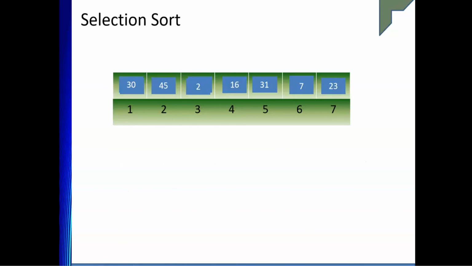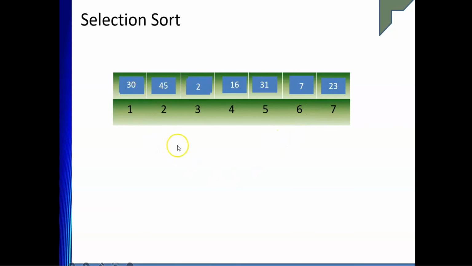So let us see an example. This same example: we have 30, 45, 2, 16, 31, 7 and 23. In bubble sort we did not mention the position, so here I have positions 1, 2, 3, 4, 5, 6, 7. Now you may have a confusion: in programming, like C or C++, the array index starts from 0, right? Yes, while implementing, but here we are doing it in terms of the algorithm, so 0 doesn't have any meaning. We say the first element, second element, third element, like that.